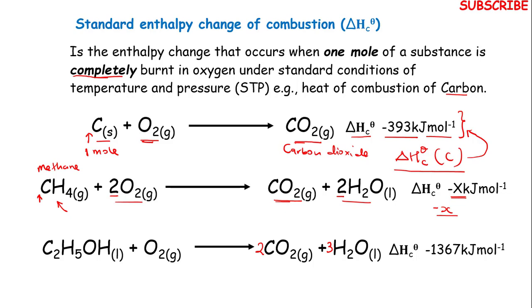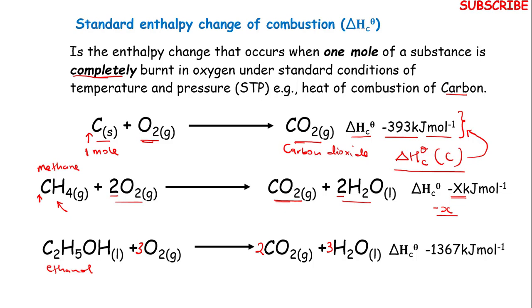So we shall be left with 4 oxygen atoms plus 3, which is 7. This side we have 2 plus 1. So if we make this one 6 plus this one, it will be 7. So this is a balanced equation. However, we have 1 mole of ethanol.